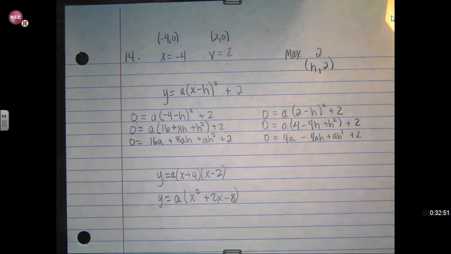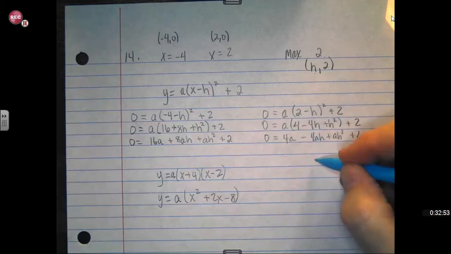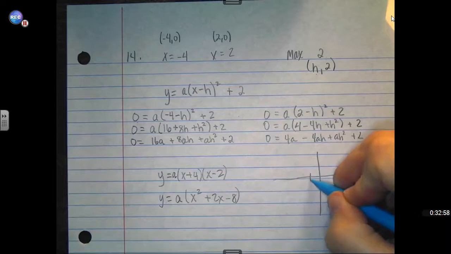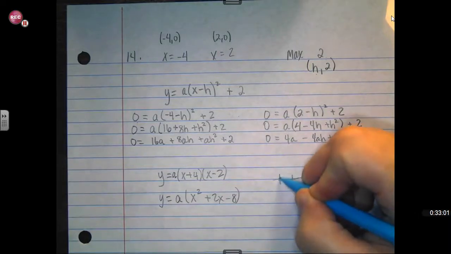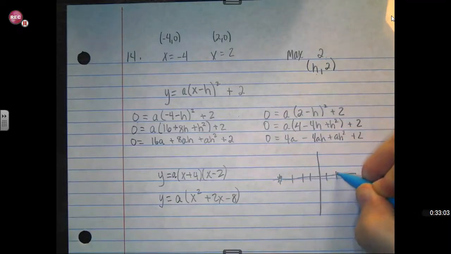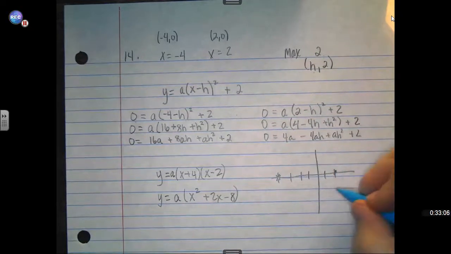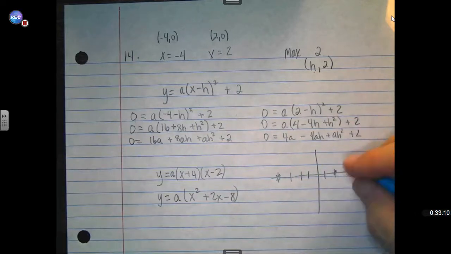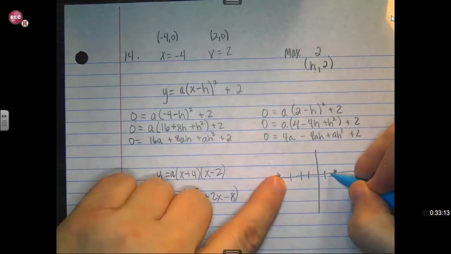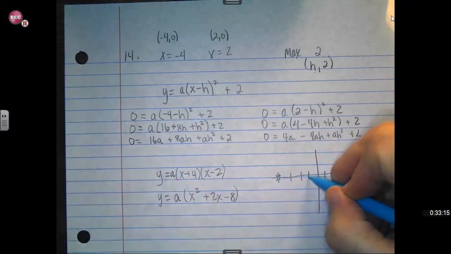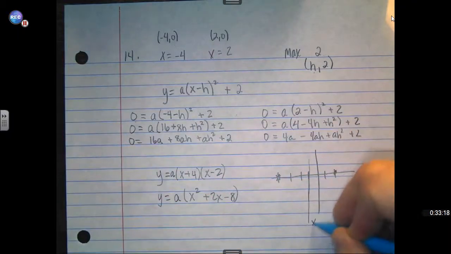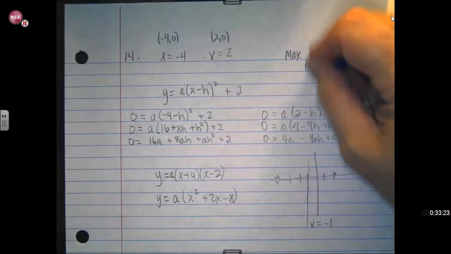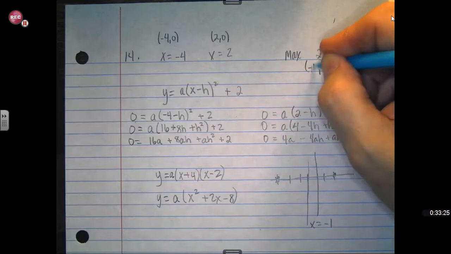Sorry, guys. This is the very reason I showed you in class that one day. I have zeros at -4, that's here, and 2, that's here. The x coordinate of the vertex will be halfway in between. So the x coordinate of the vertex is at -1. So I do know what h is. H is -1. I made this way harder than I should have.